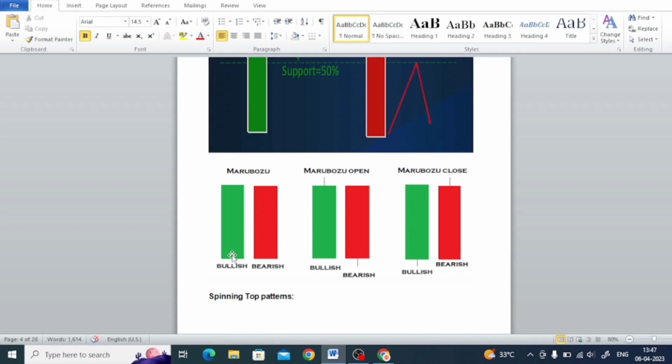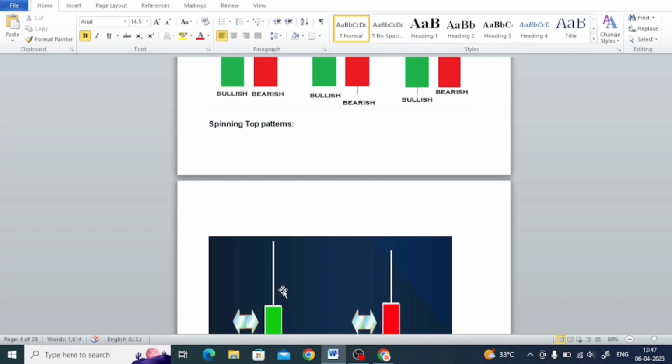This is the bullish Marubozu candle. This is the bearish. This is a Marubozu open. This is a bearish Marubozu open. The bullish Marubozu candle. This is the Marubozu close.